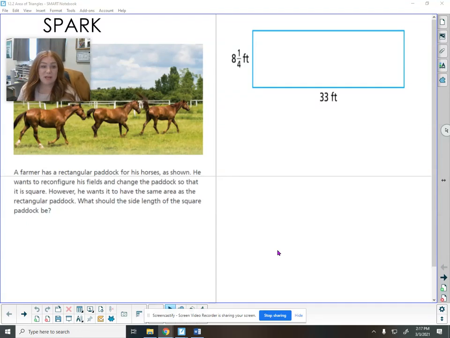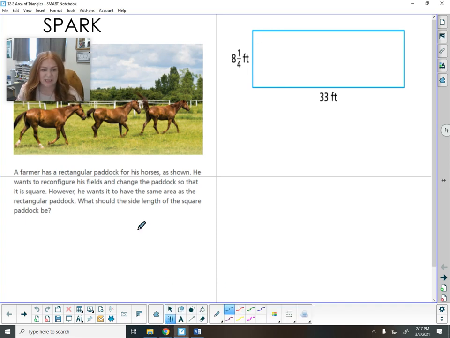Hello, we are going to be working on lesson 12.2 today. If you have not already completed the 12.2 Spark about the horses and their field, go ahead and try that, and then come back when you are ready to see how I thought about this problem.